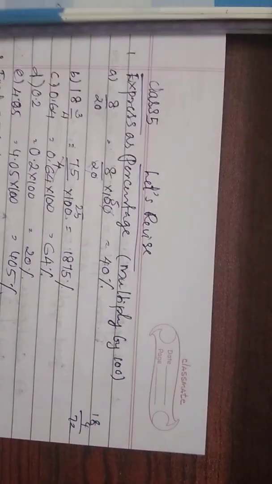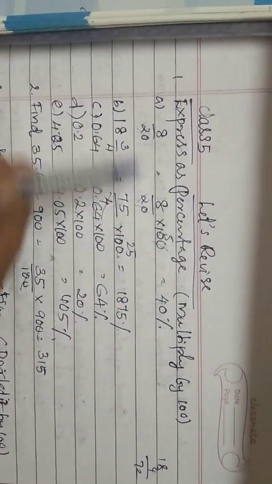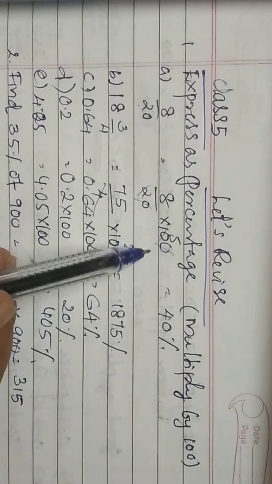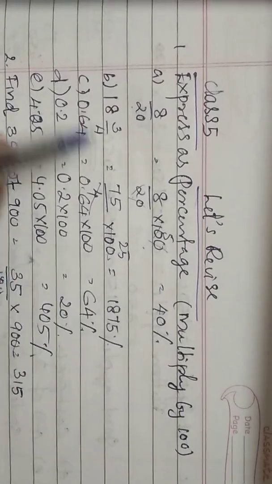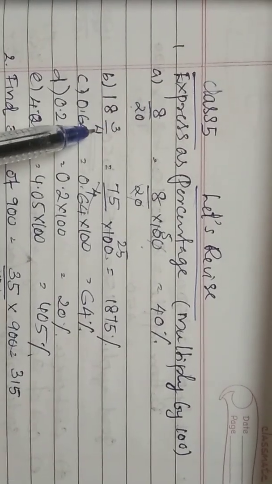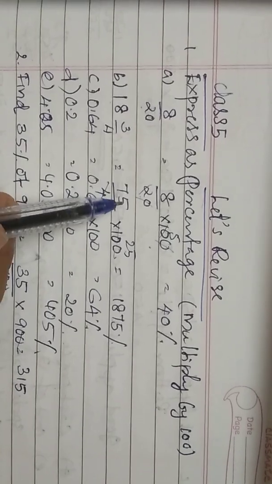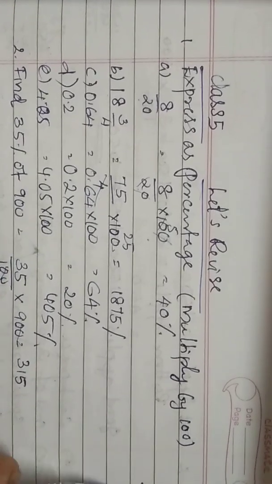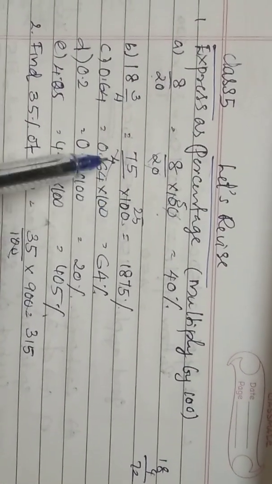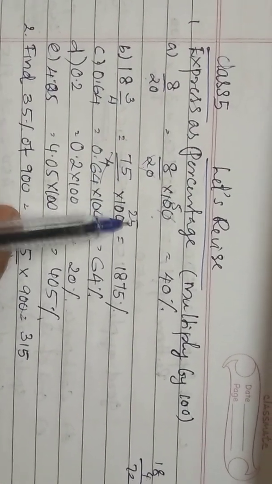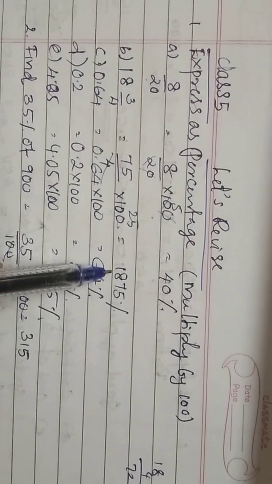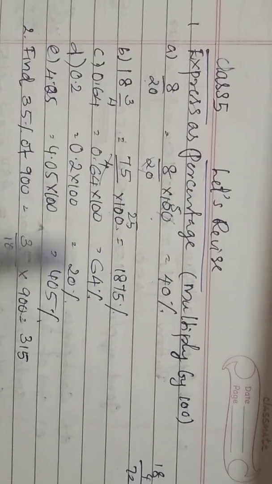Okay, look here. First question, 8 by 20. This is 8 by 20 into 100. That is 800 by 20, you will get 40 percent. Just like here, 18 3 by 4. 18 3 by 4 is a mixed fraction. Change into improper: 18 into 4, 72 plus 3, 75 by 4 into 100. Then 4 can be divided into 100, 25 times. 75 into 25, the answer is 1875 percent.